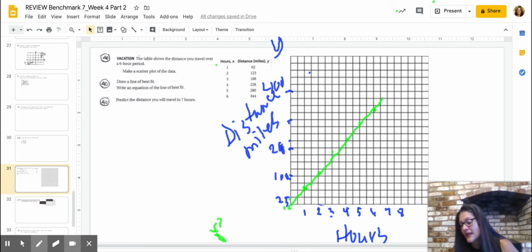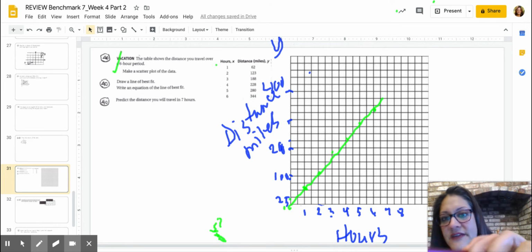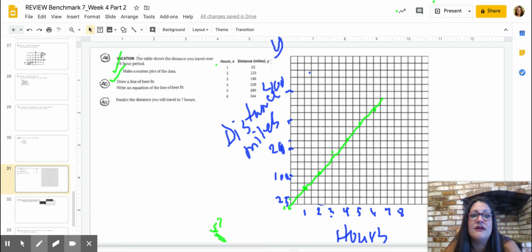So now, we did a scatter plot right here. Done. Now draw a line of best fit. Done. Write an equation of the line of best fit. Okay, so let's look and see. Where is a pretty good point that it goes through? I think right here at, it's like 4.5, I guess.